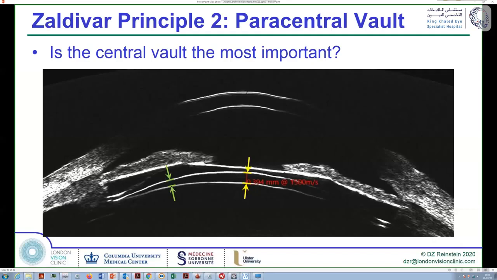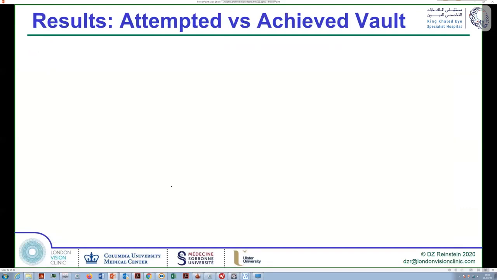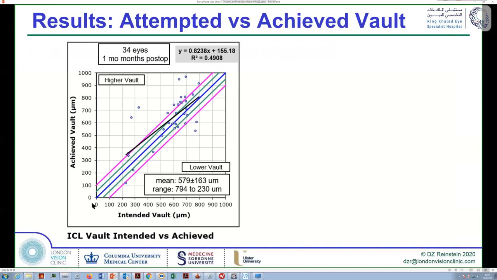So I'm going to show you here a graph, which I wish I could tell you was the first time I've shown this in the world, but it's the second. The first time was at the military refractive surgery meeting in San Diego in January, where I showed for the first time a graph of the predicted vault by our equation against the achieved vault. So an attempted versus achieved vault. And this was 30 eyes that we had 1 month data on.